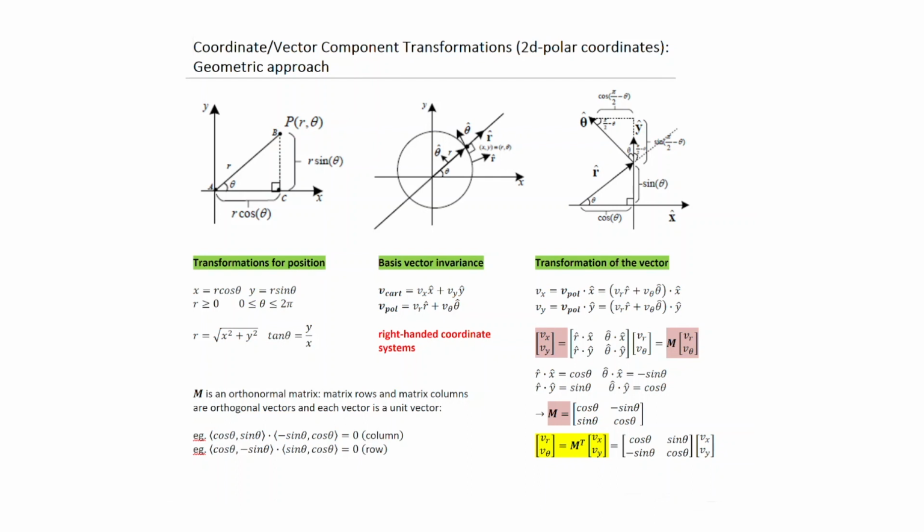Again, M is an orthonormal matrix. What does that really mean? The matrix rows and matrix columns are orthogonal vectors, and each vector is a unit vector. So for example, if you took the two column vectors and took their dot product, if they're orthogonal, it should be 0. Sure enough, they are. If you take two row vectors and take their dot product, you get 0. If you take any vector and determine its magnitude, it'd be cos squared plus sine squared, which is 1. So the magnitude is 1, and the vectors are orthogonal. That's why we call it an orthonormal matrix.